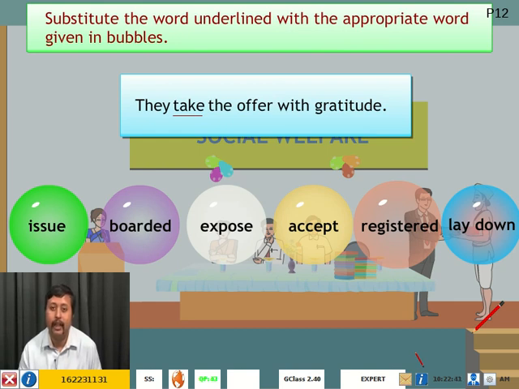Issue, boarded, expose, accept, registered, and lay down.